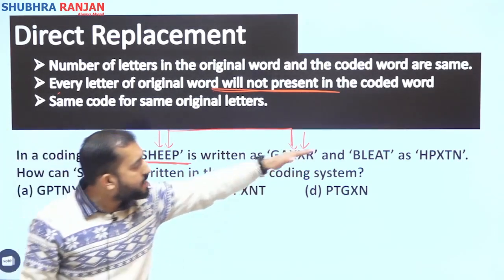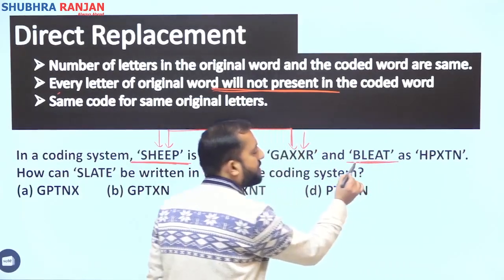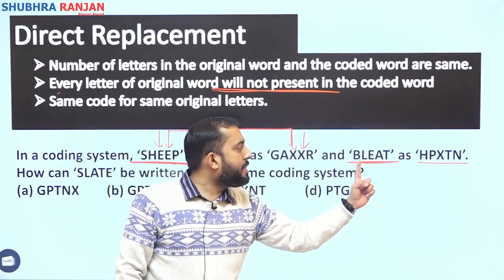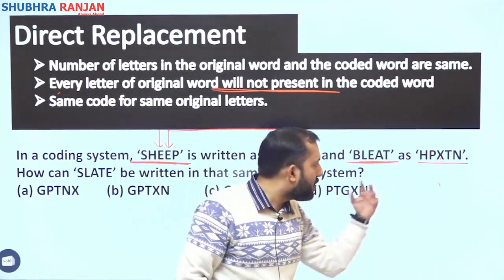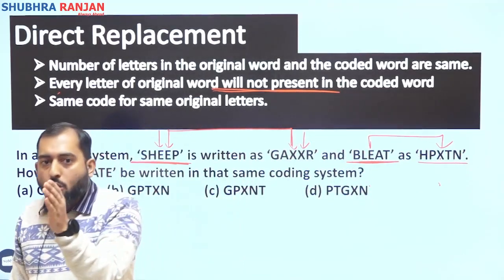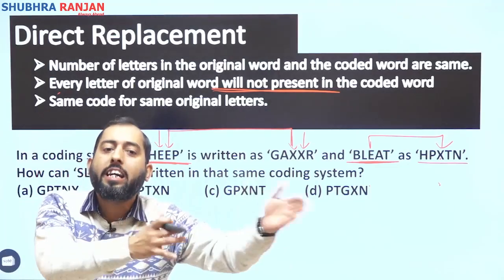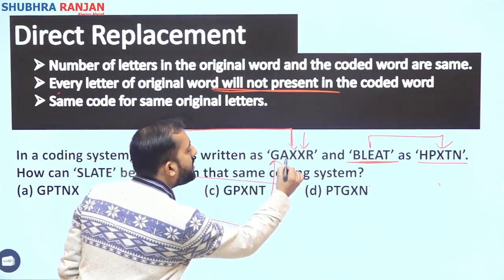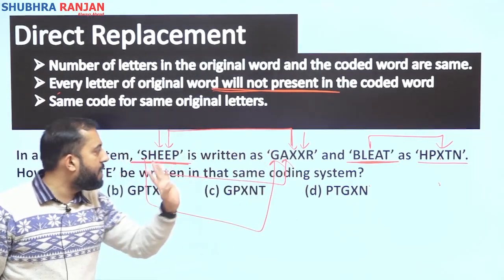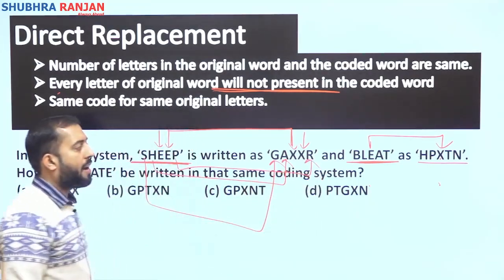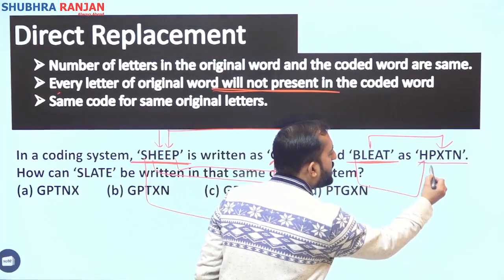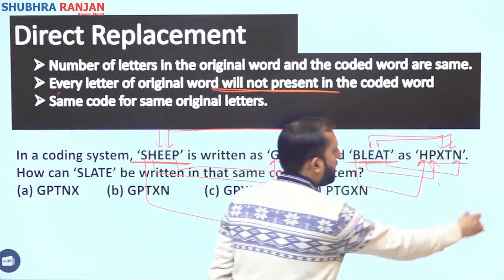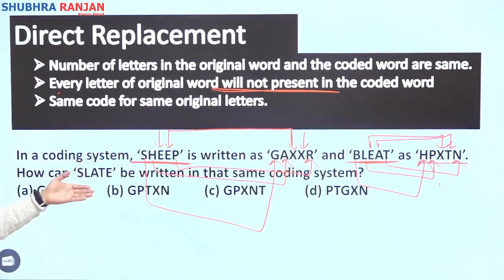Now, let's justify this with the next given situation. In the next situation, bleat is the original word and its code is HPXTN. In this case, E is the third letter and X is the third letter. So, obviously, E has been replaced with X. It means in this question, we are using direct replacement. S has been replaced with G, H with A, E with X, P with R. In the same way, B has been replaced with H, L with P, A with T, and T with N.